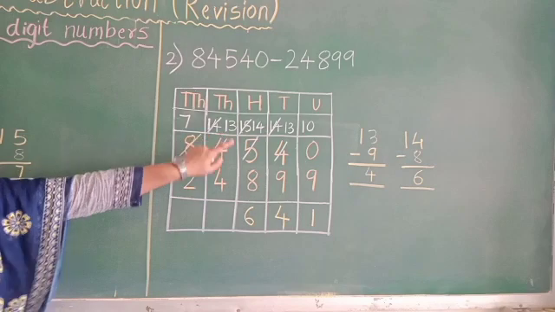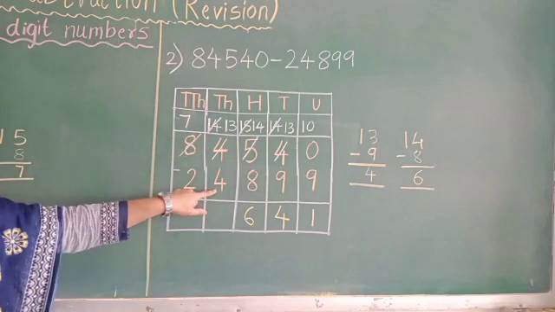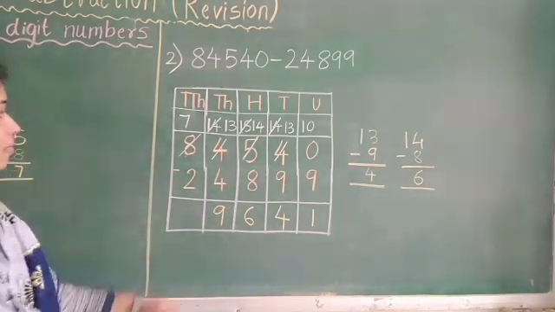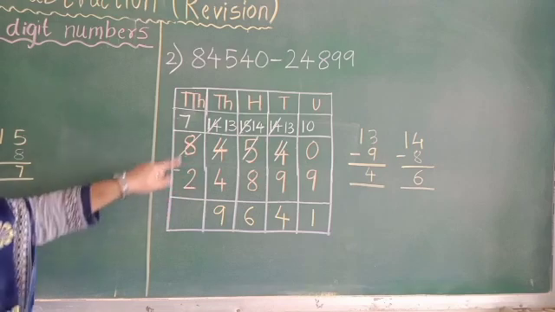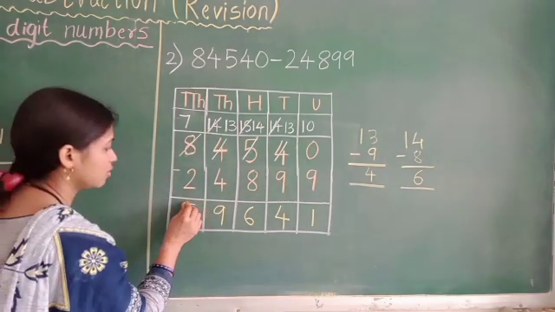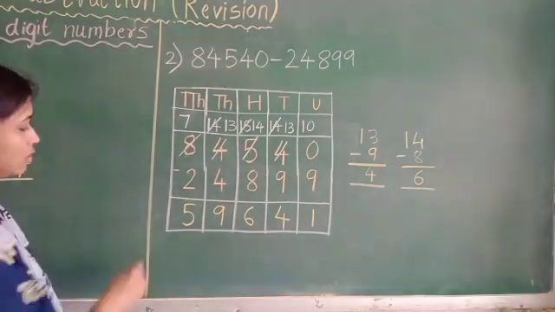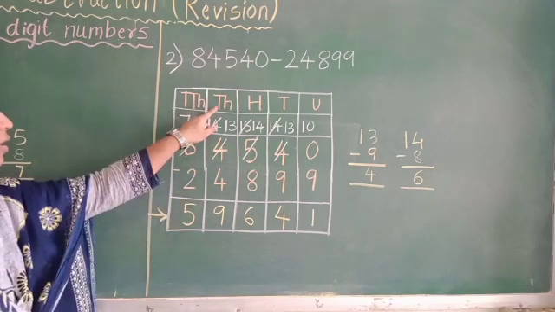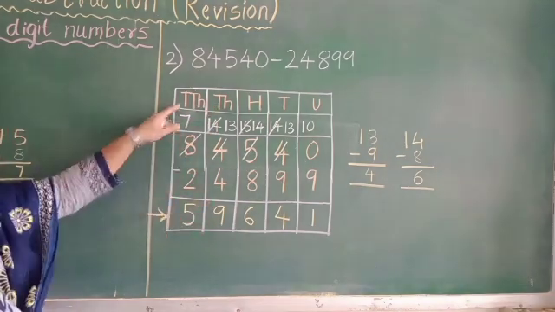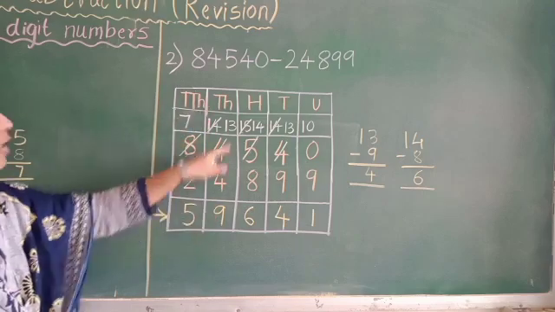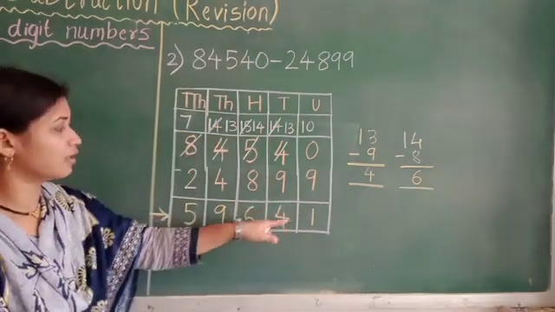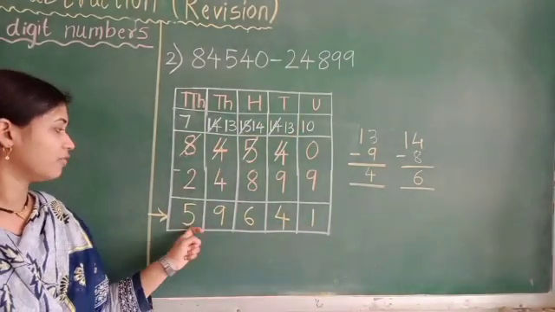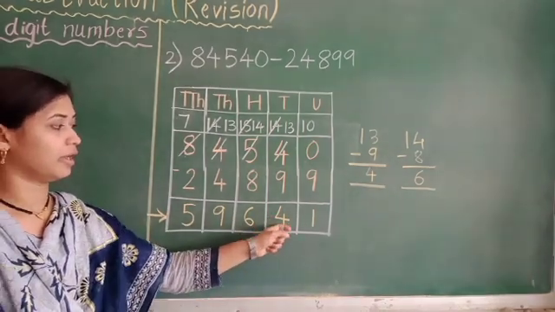Now we will see the thousand place. 13 minus 4 is how much? 13 minus 4 is 9. Now we will see the ten thousand place. 7 minus 2 is 5. So this is our final answer. What is in the thousand place? 5. Sorry, 5 in the 10,000 place. In the thousand place 9, 100 place 6, tens place 4 and units place 1. So how will we read this number? As 59,641.